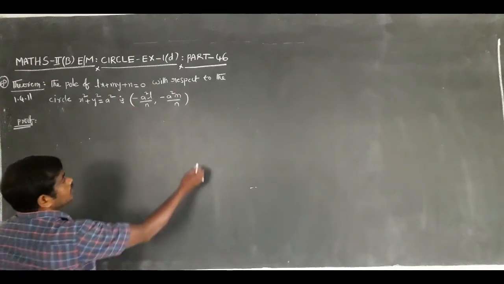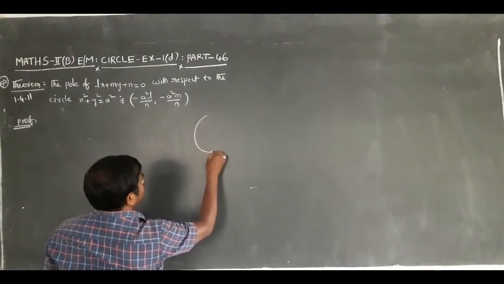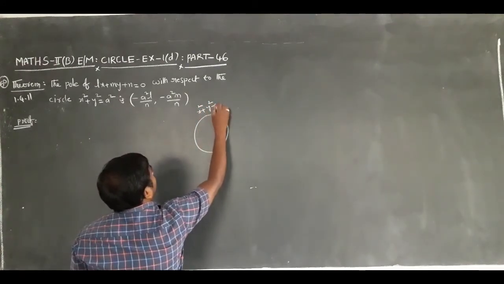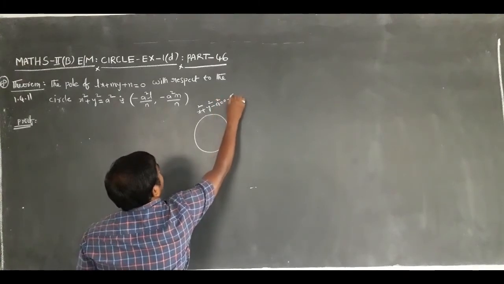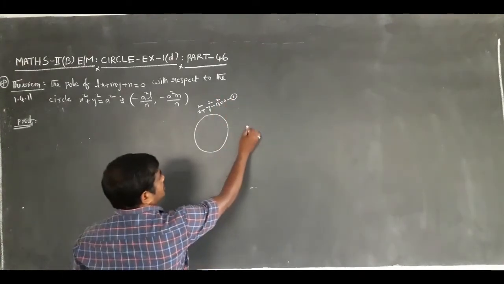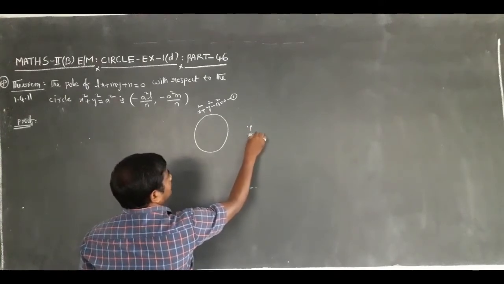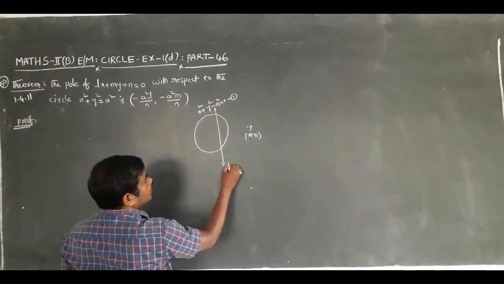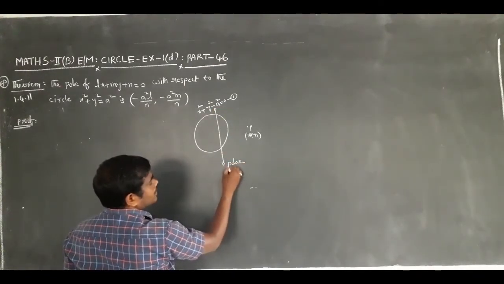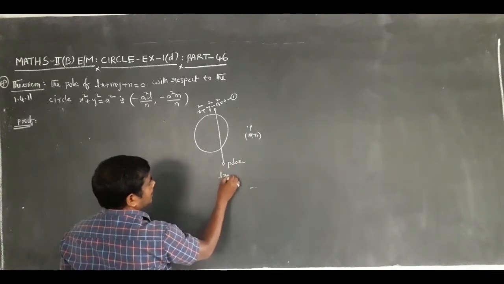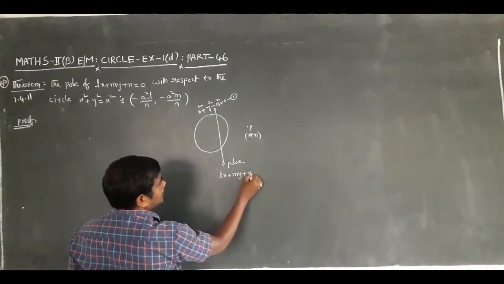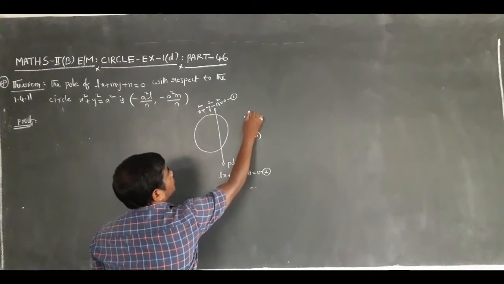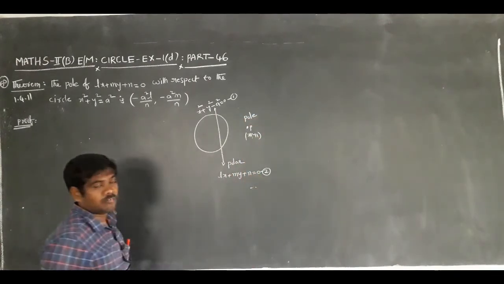We prove this. This is the equation of the circle x² + y² − a² = 0. This is the point P(x1, y1). This is the equation of the polar: Lx + My + N = 0. This is the pole.